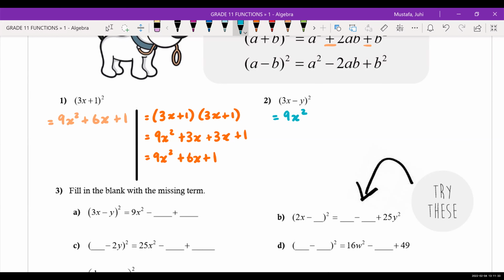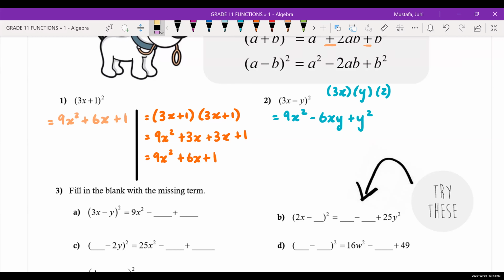To get the middle term, you're going to take the first term, which is 3x. You're going to take the second term, which is y, and you're going to multiply the whole thing by 2. 3x times y times 2 is going to give me 6xy. And because there's a minus sign in the original question, that means my second term will also have a minus sign. And then the last term is going to be y times y, which is y squared.